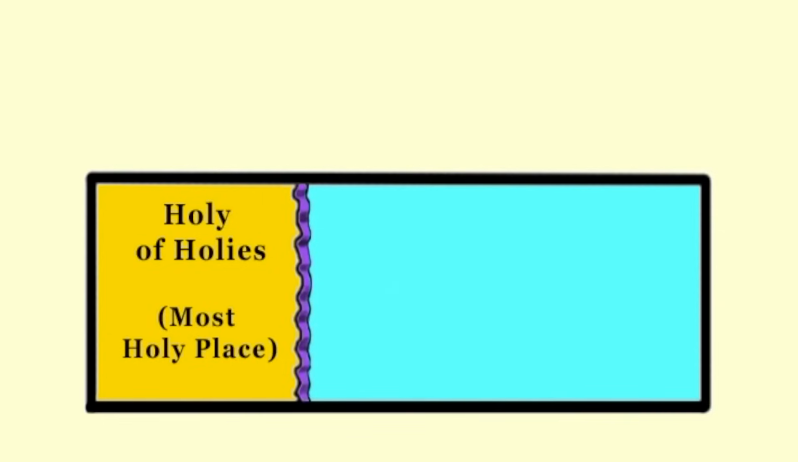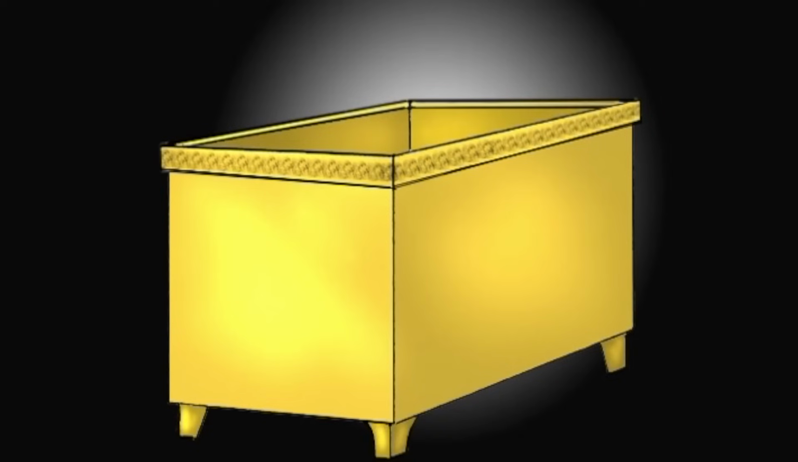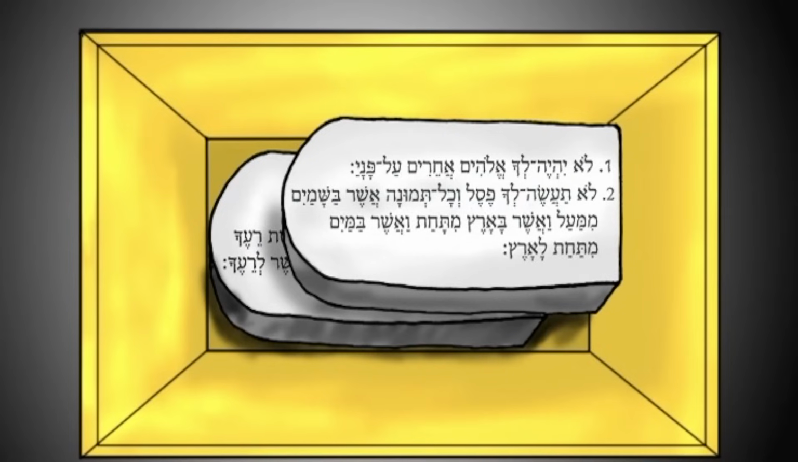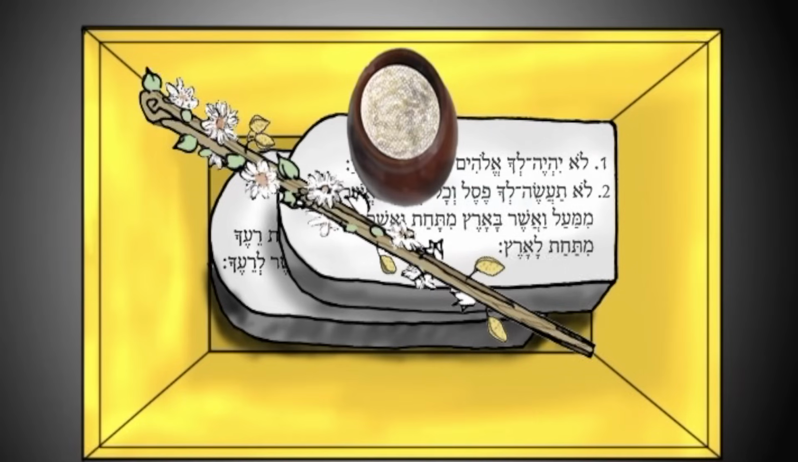The smaller room was called the Holy of Holies. It contained only the Ark of the Covenant. The Ark was a wooden box or chest. It was covered inside and out with pure gold. The 2 stone tablets on which the 10 Commandments were written were placed in the Ark. Later, a pot of manna and Aaron's rod that budded were also put into the Ark.